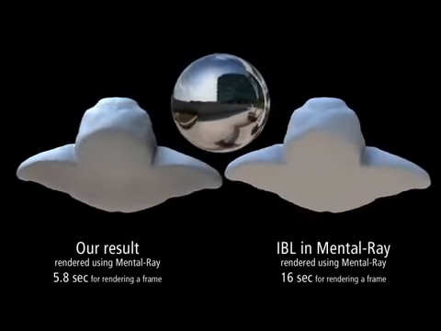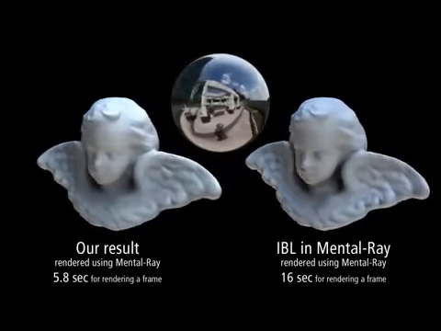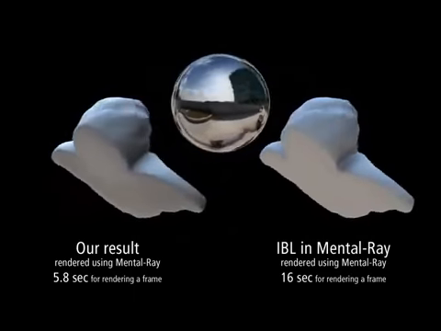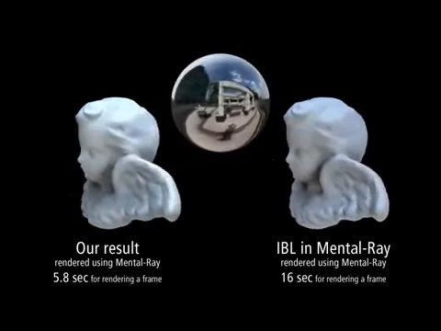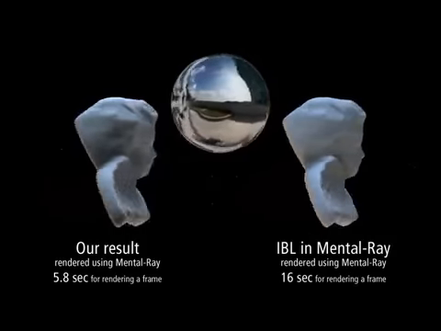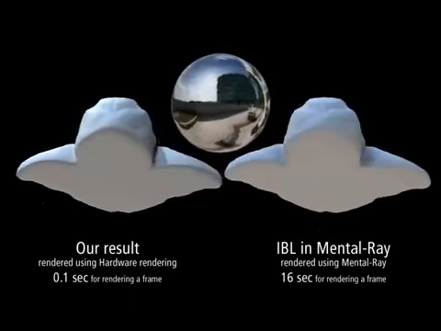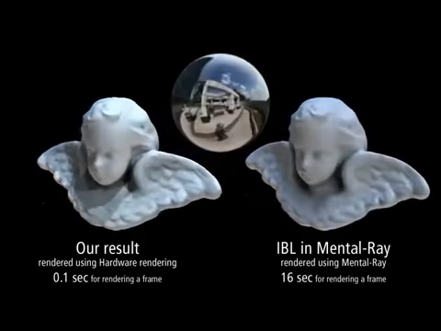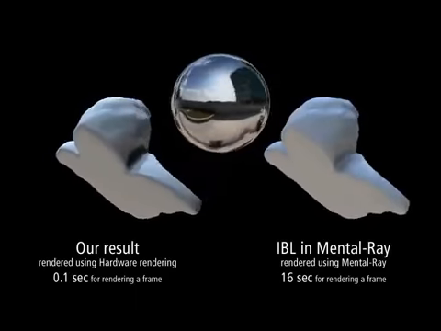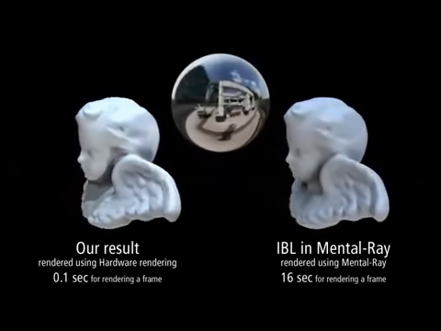This is the comparison between the results from LightShop and that from a typical IBL in Mental Ray. As you can see here, the result of the image from LightShop is as good as that of IBL. Using the set of lights extracted from LightShop, high-quality hardware rendering can be run in real time. It requires 10 frames per second, even with shadows.